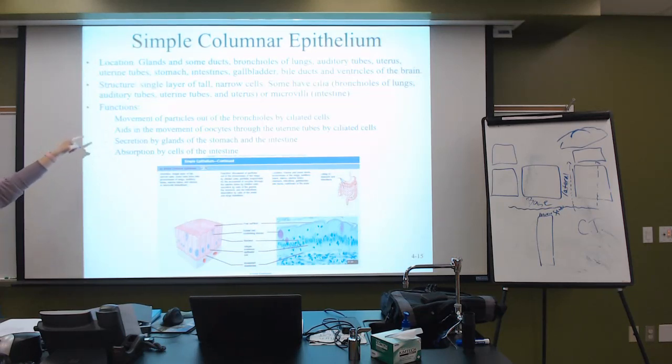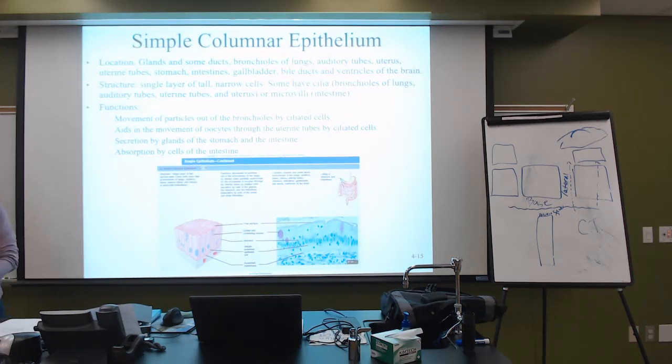So the functions: move particles out of the bronchioles, aid in the movement of oocytes, which would be the eggs, secretion by glands of the stomach and the intestines, helping to give us the mucus and so forth that helps with the movement of the foodstuffs, and absorption by cells of the intestines. As we break down the foodstuffs, getting those foodstuffs into the bloodstream.